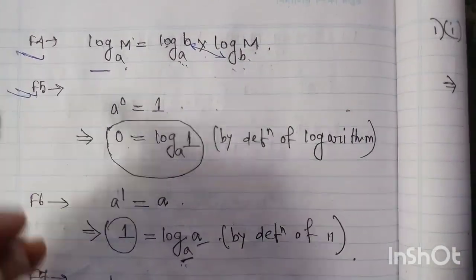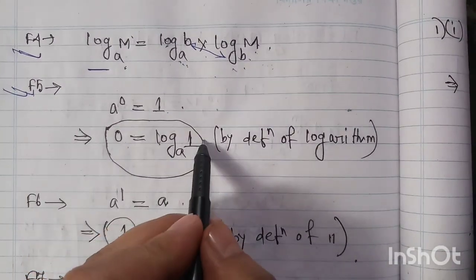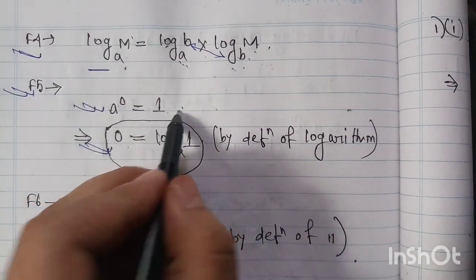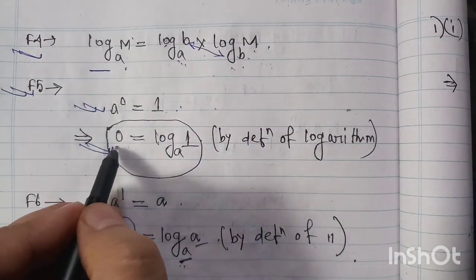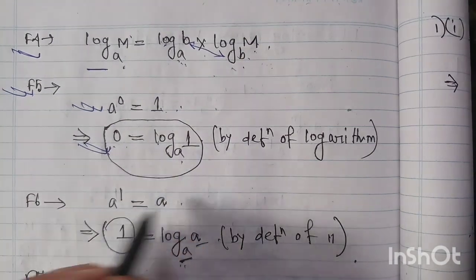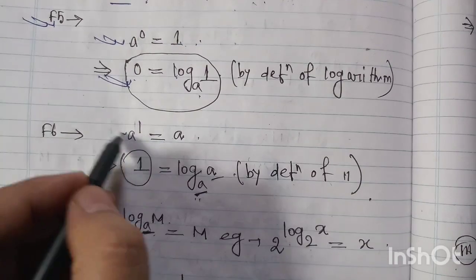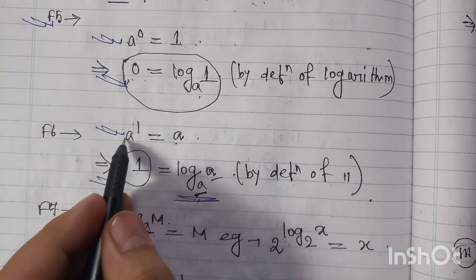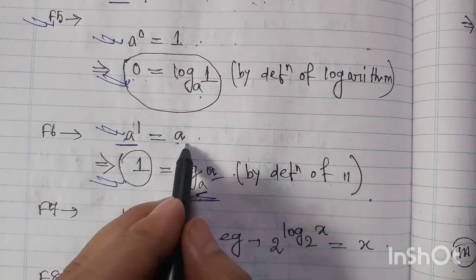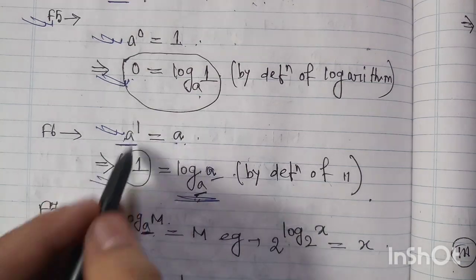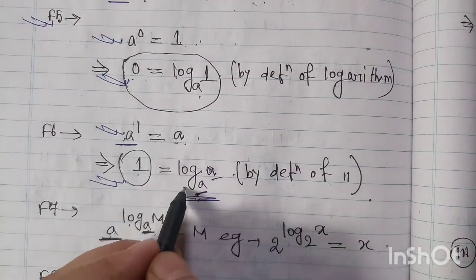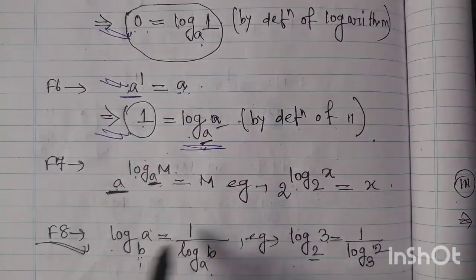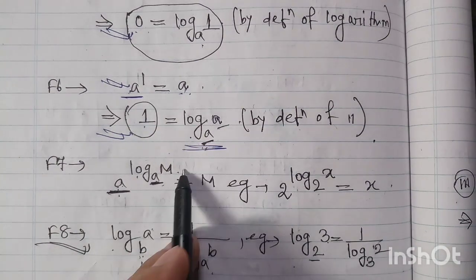Formula number 5: logarithm of 1 with any base is always 0. How to prove this? We know a to the power 0 means 1. Now apply the definition, so 0 is equal to logarithm of 1 to the base a. Very easily we can prove it. Similarly, when the base and number are both the same, the value of the logarithm is 1. We know by the laws of indices that a to the power 1 is equal to a. Again applying the definition of the logarithm, 1 is logarithm of a to the base a. Very simple.